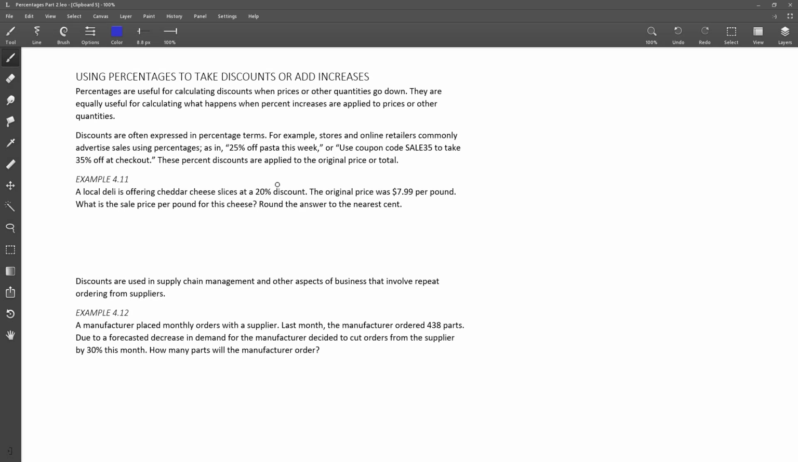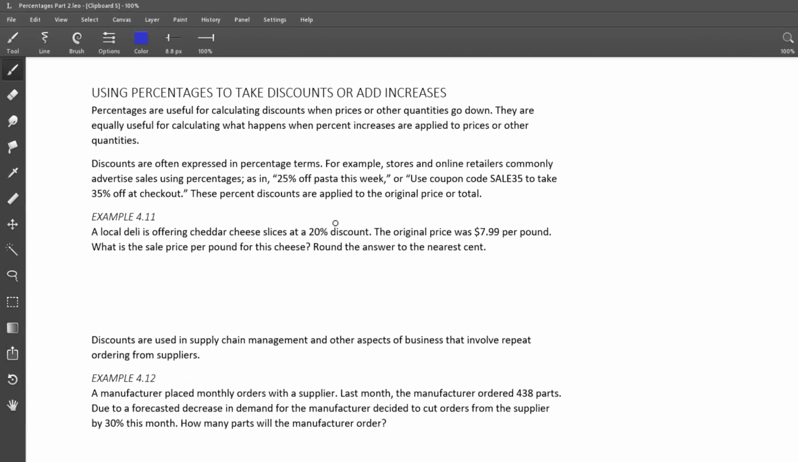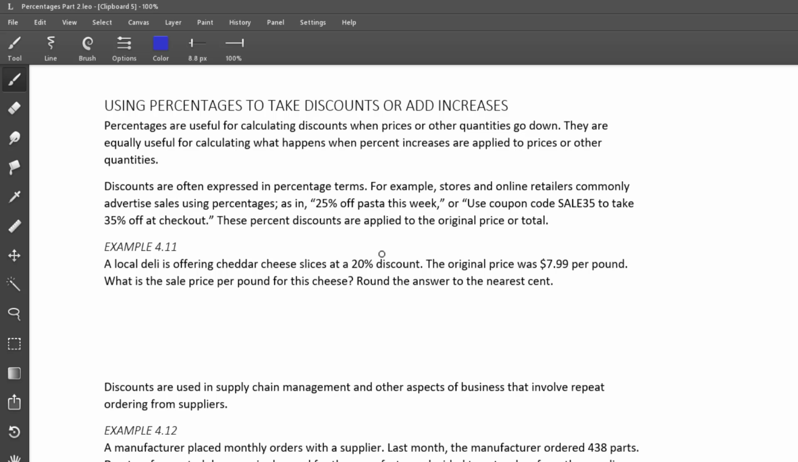Welcome back. In this video, we're going to talk about using percentages to take discounts or add increases. Percentages are useful for calculating discounts when prices or other quantities go down. They are equally useful for calculating what happens when percent increases are applied to prices or other quantities. So when prices or other quantities go up, percents are useful. Discounts are probably more common, at least in general usage, so we're going to start there.